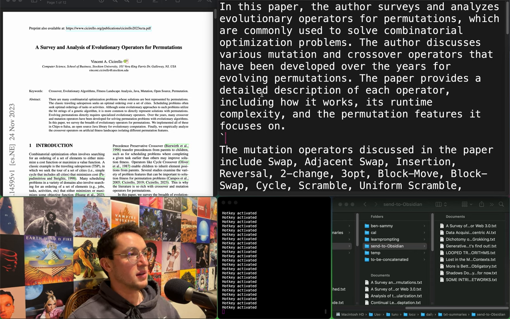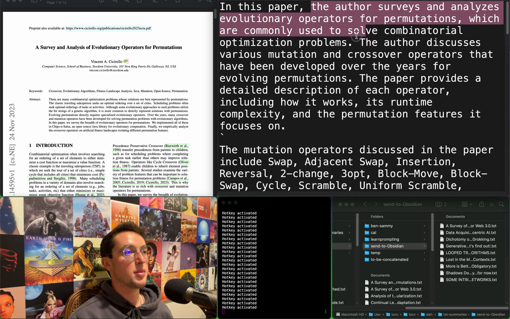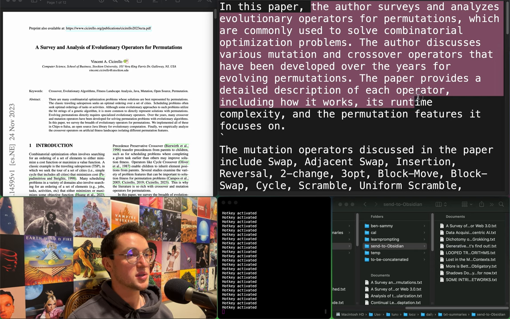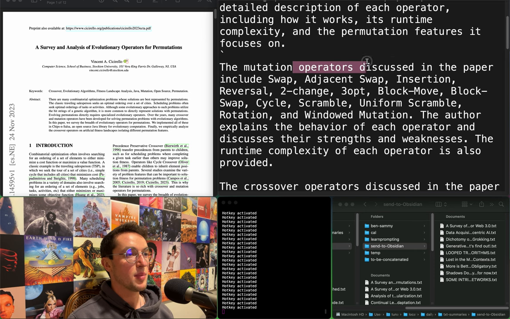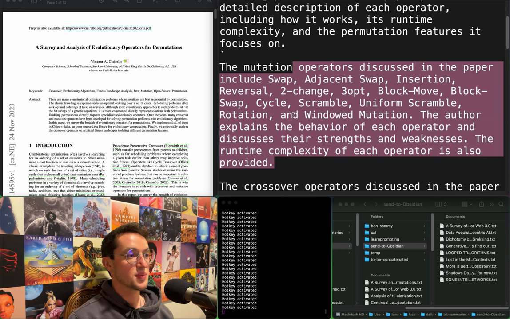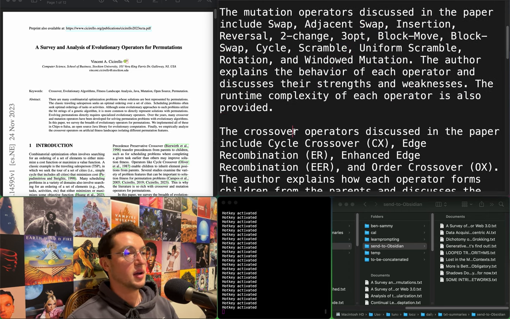A survey and analysis of evolutionary operators for permutations. Survey and analyze evolutionary operators for permutations, which are commonly used to solve combinatorial optimization problems. Discuss various mutation and crossover operators that have been developed over the years for evolving permutations. Provides a detailed description of each operator, including how it works, its runtime complexity, and the permutation features it focuses on. Mutation operators discussed in the paper include swap, adjacent swap, and so on. Explains the behavior of each operator and discusses their strengths and weaknesses. I don't know what's happening here. I don't really care.